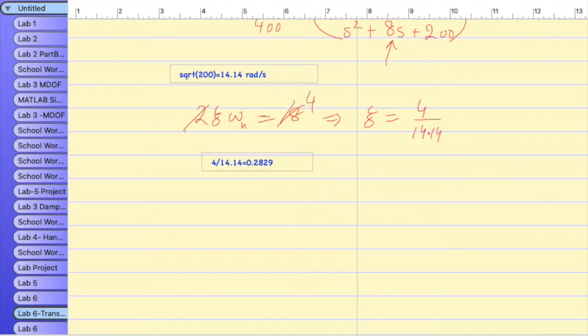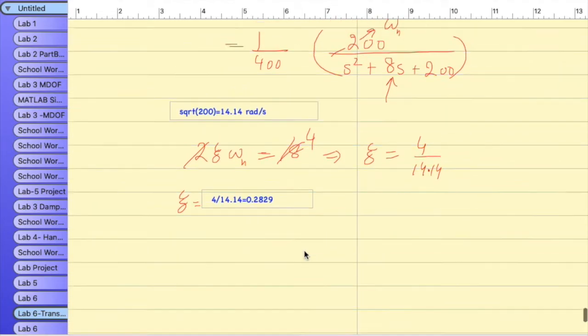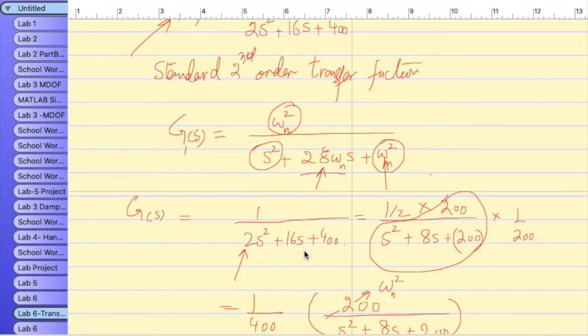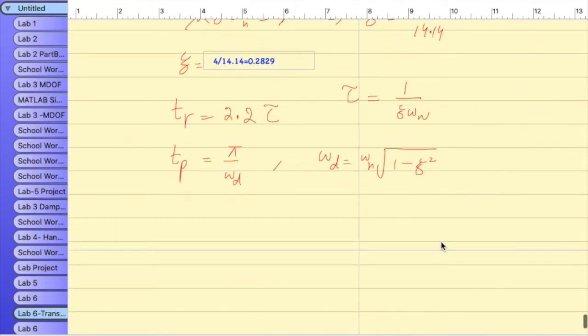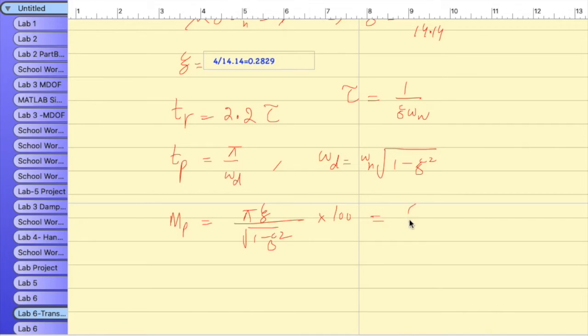So have you understood how to find zeta and omega n from the given transfer function? And once you know these two values, you can find the rise time. Rise time is 2.2 times the time constant. First find the time constant, which is equal to 1 over zeta omega n. Then find the rise time. Then find the time to reach the first peak, which is pi over omega d, where omega d is the damped natural frequency, omega n times the square root of 1 minus zeta squared. And maximum overshoot is e to the power of negative pi zeta over the square root of 1 minus zeta squared. The answer would be in decimal, so you multiply by 100 to get a percentage.